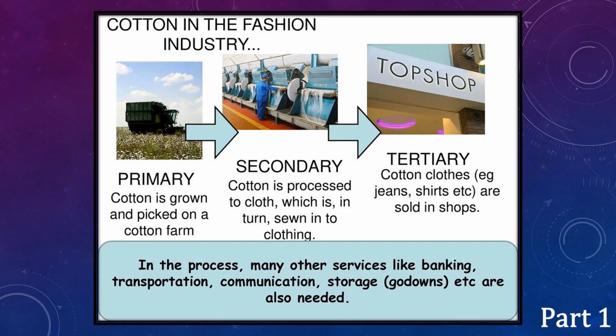Now imagine what would happen if farmers refuse to sell sugarcane to a particular sugar mill. The mill will have to shut down. This is an example of the secondary and industrial sector being dependent on the primary sector.